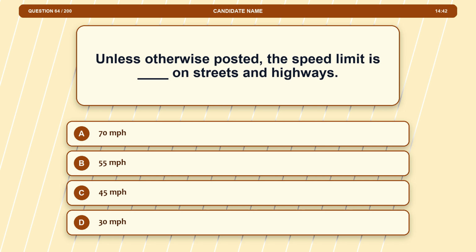Question 64. Unless otherwise posted, the speed limit is blank on streets and highways. Option A. 70 miles per hour. Option B. 55 miles per hour. Option C. 45 miles per hour. Option D. 30 miles per hour.